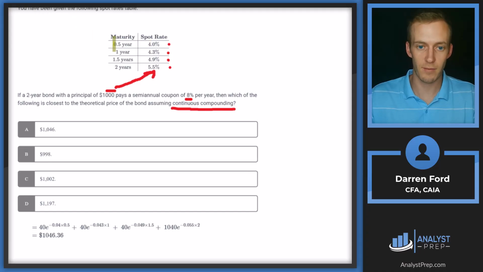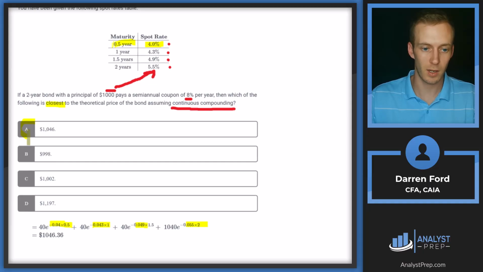So for the 0.5 year, we've got 4%, and that corresponds right here. So we're going to have 0.04 times 0.5. And then for the 1 year, we've got 0.043, and that's just multiplied by 1 since it's 1 year. And then again down the line. So 4.9% times 1.5 and 5.5% times 2 comes out to 1,046.36, and that's going to be closest to answer A.